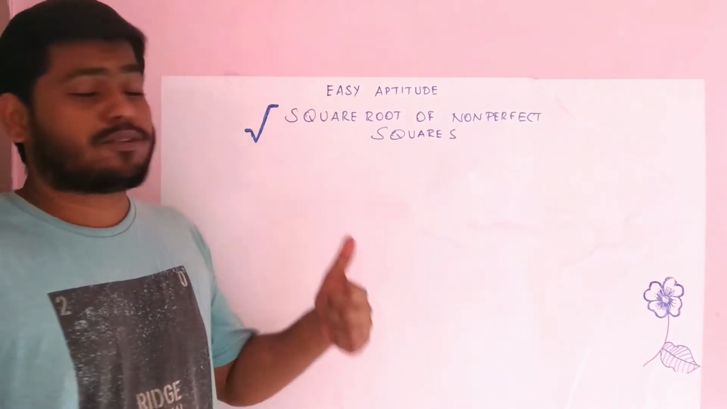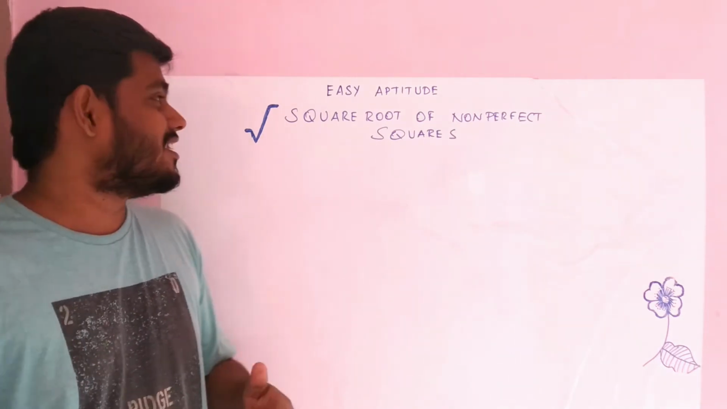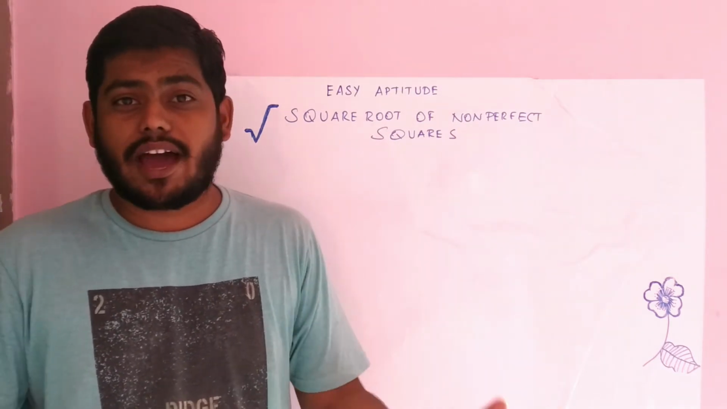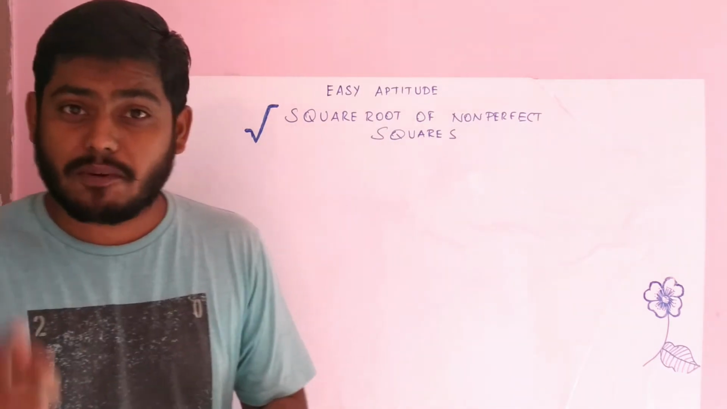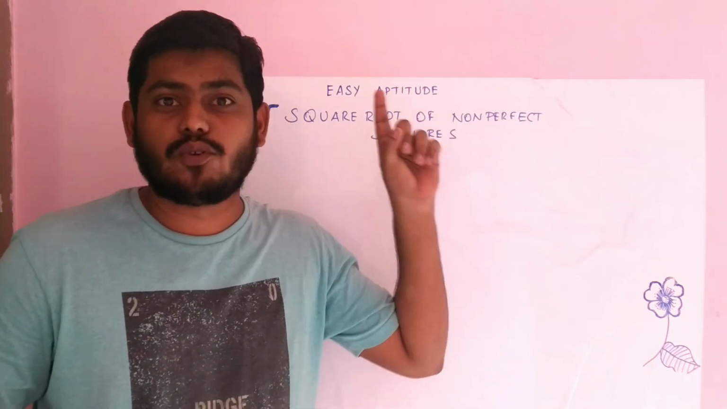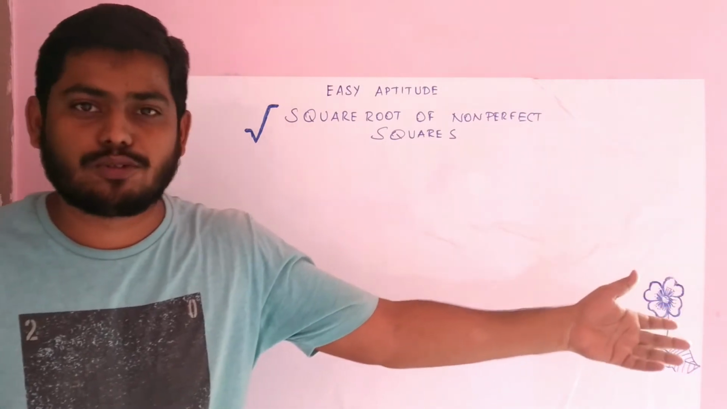In easy aptitude, what you are going to see today is square root of non-perfect squares. In the previous video, I showed you how to take a square root of a perfect square. That video link I have attached in the card. If you want, you just click it and then go through that video.